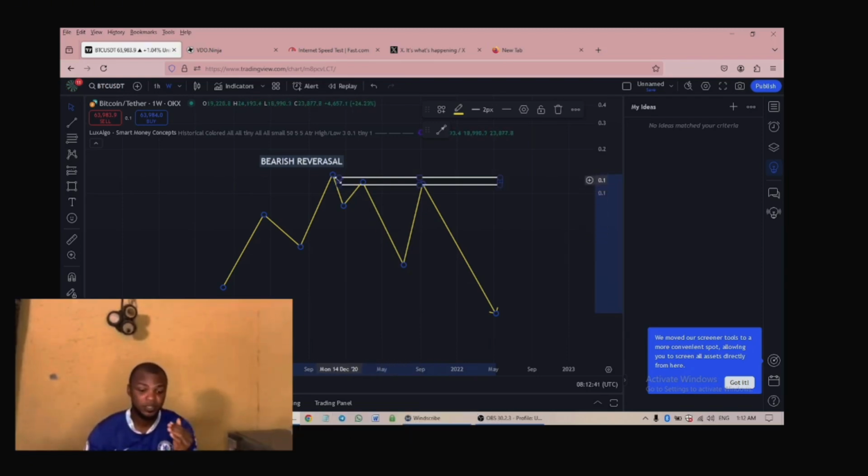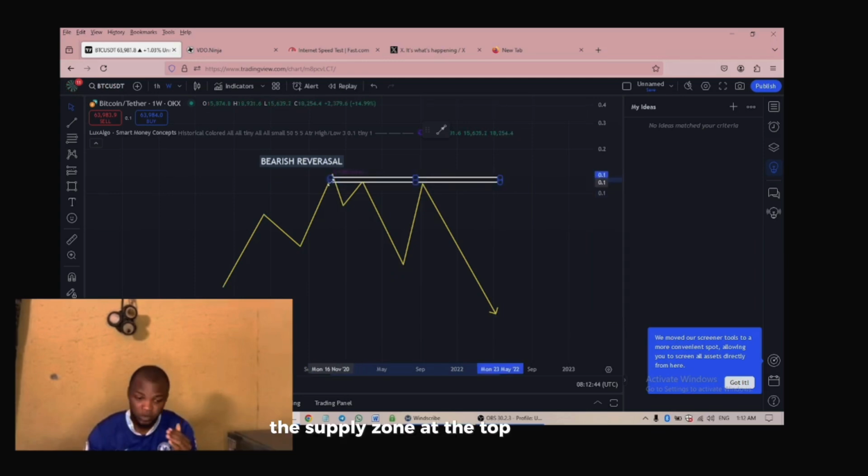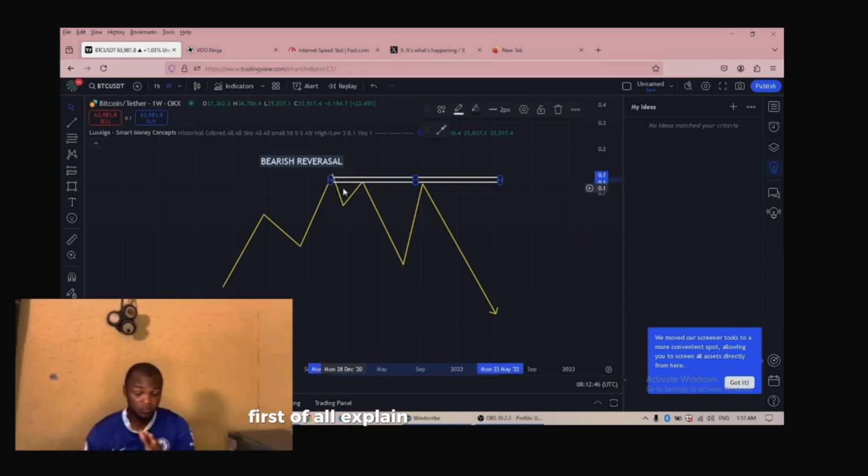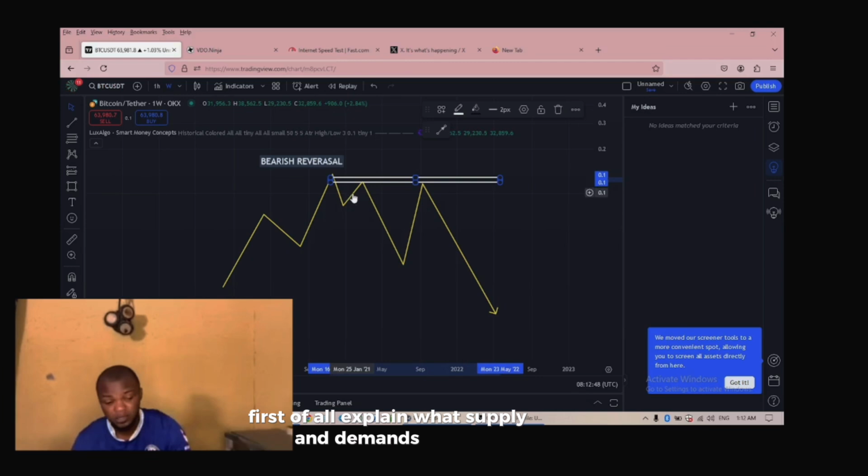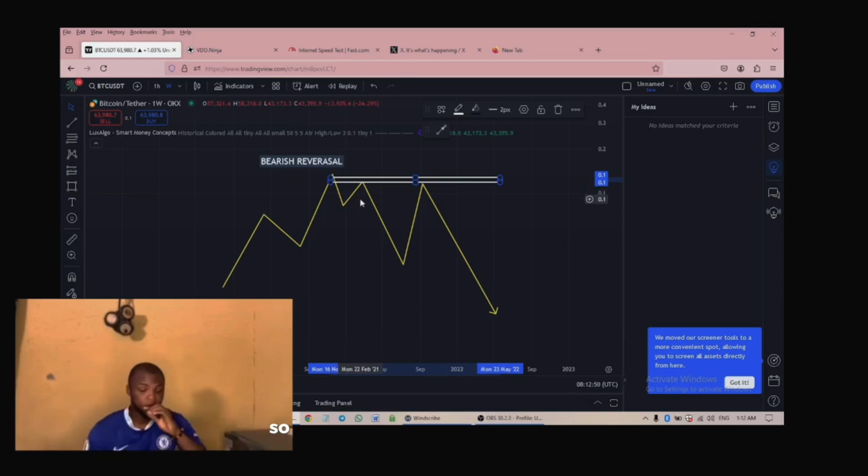You have the supply zone at the top. Let me first of all explain what supply and demand means. So let's start from demand. Demand is when the buyers are much more than the sellers. The buyers are more than the product or more than the token.